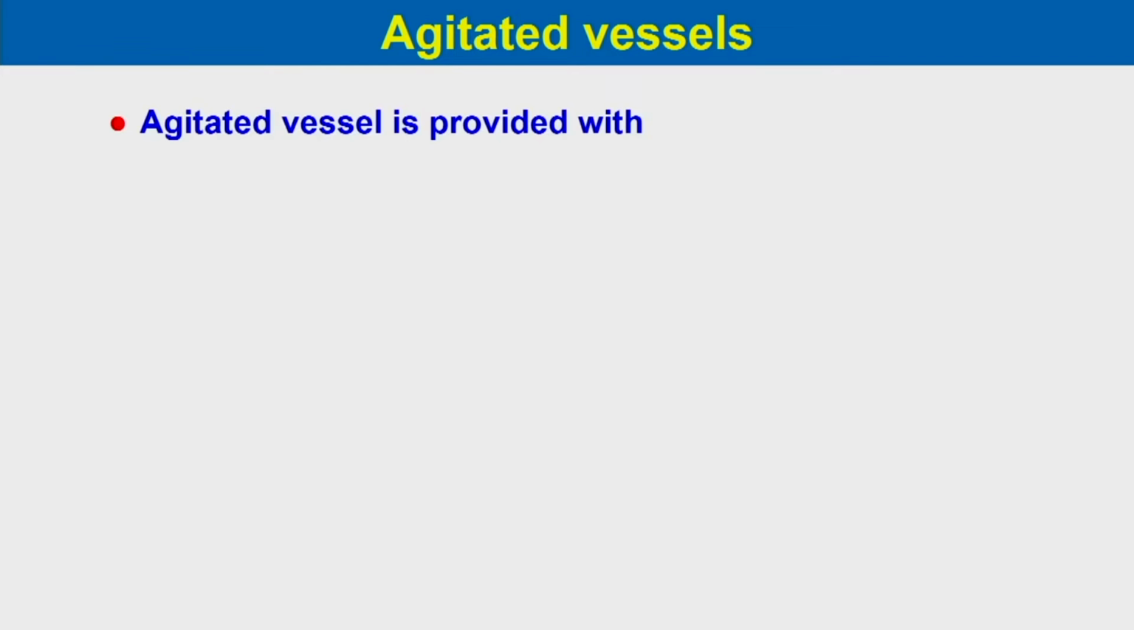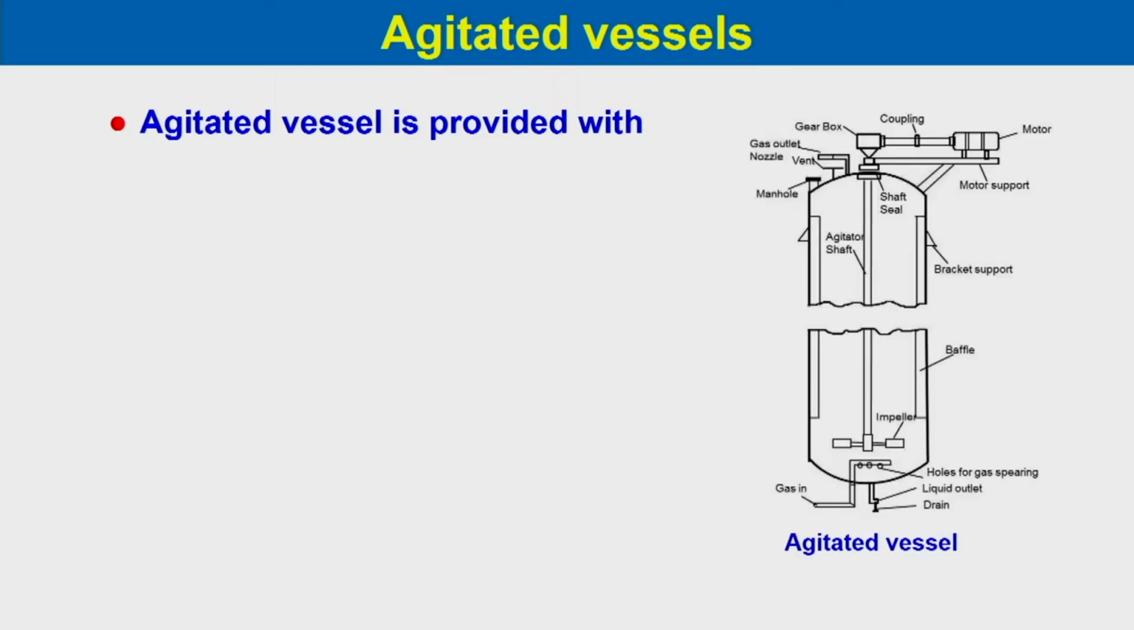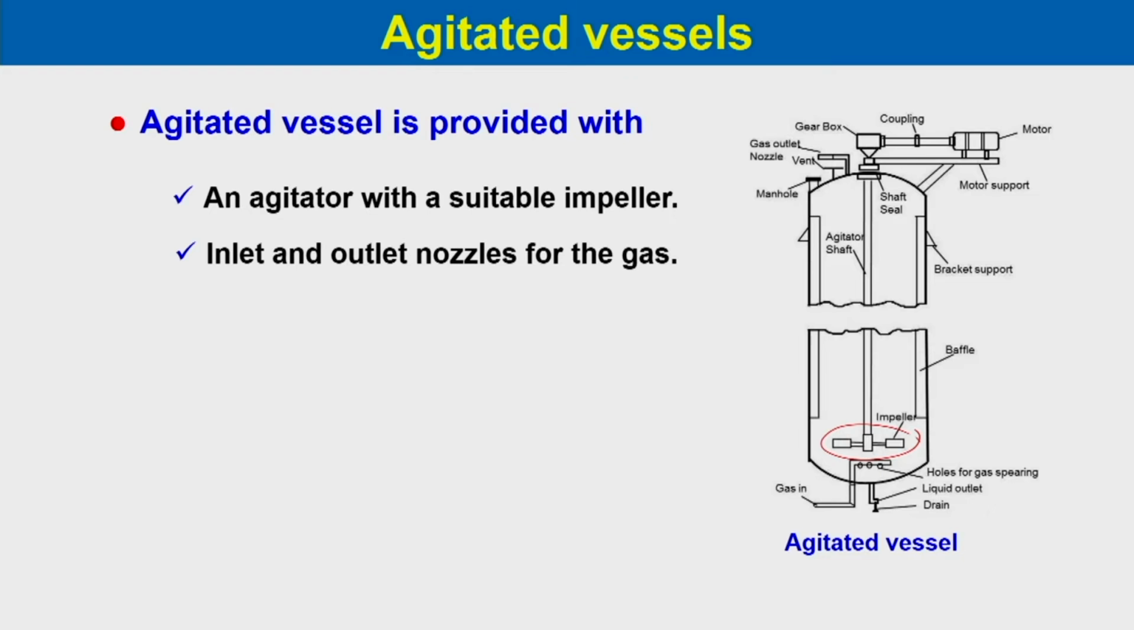Now, we will discuss agitated vessels. Agitated vessels are provided with these configurations. You can see it has a suitable impeller. You can see over here the impeller is given, which will give the rotational movement or mixing of the liquid phase, and then inlet and outlet nozzles for the gas.